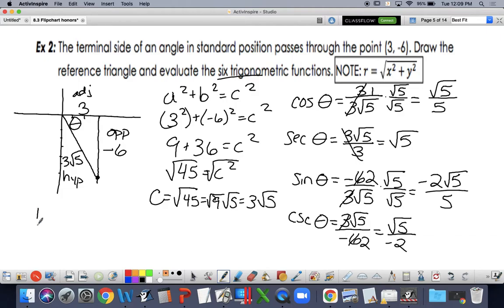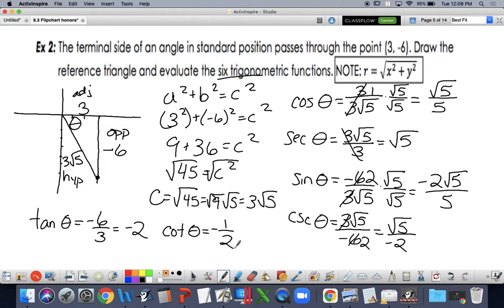Let's do tangent and cotangent. So the tangent of theta, opposite over adjacent, negative 2. And then cotangent, we've got negative 1/2, or negative 3 over 6, which simplifies down to negative 1. So this is a loaded question, right?